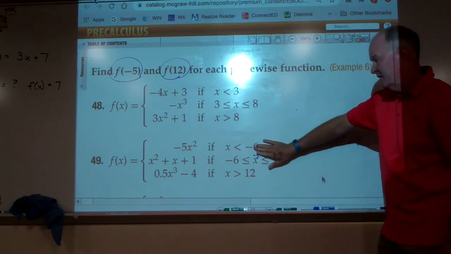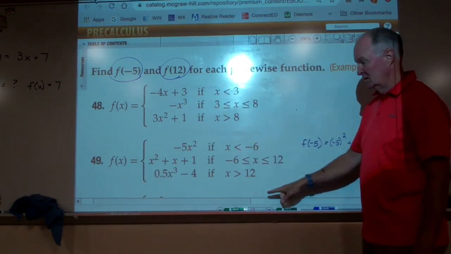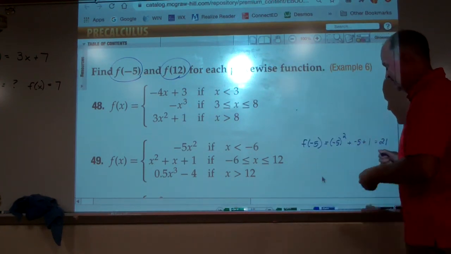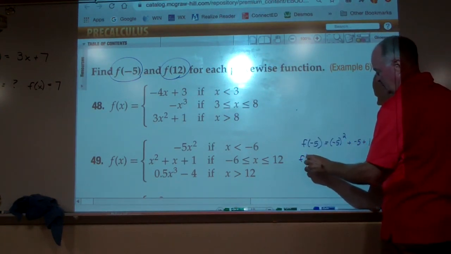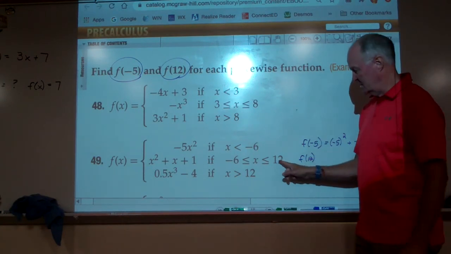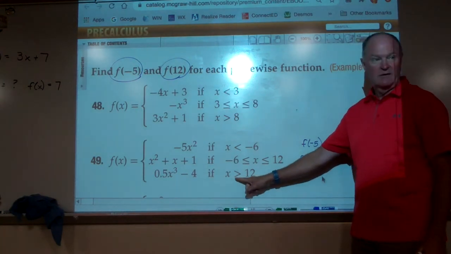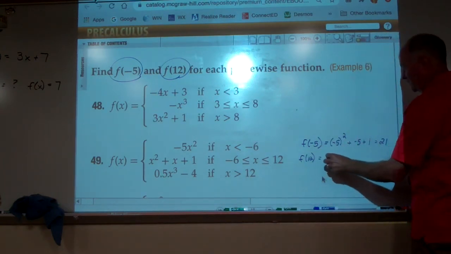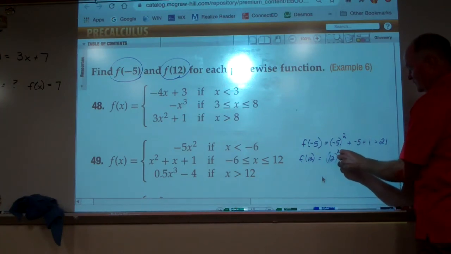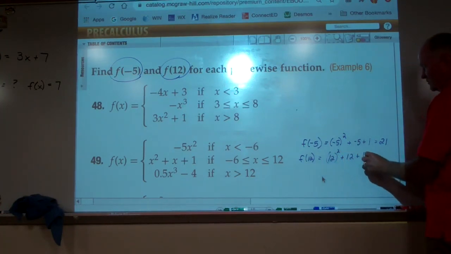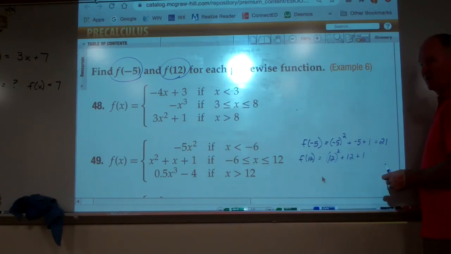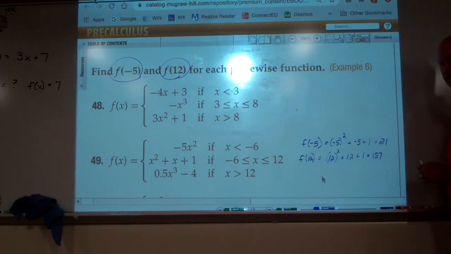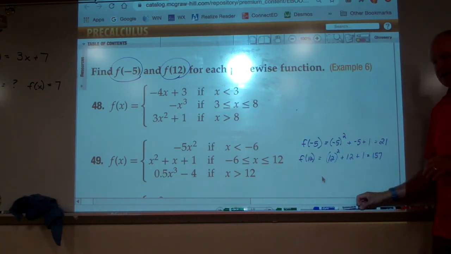If it was a number less, if I was at -7, I'd use this one. If it was 13, I'd use this one. In this case, I want 12. Where does 12 go? Well, I see 12 there and I see 12 there. But that one's greater than 12. This one is less than or equal to 12. So now I got to do 12 squared plus 12 plus 1. 144, 154, 157. And there you go. Okay.